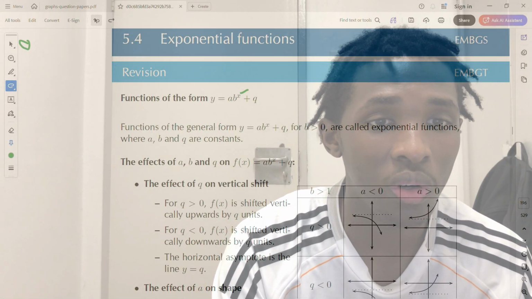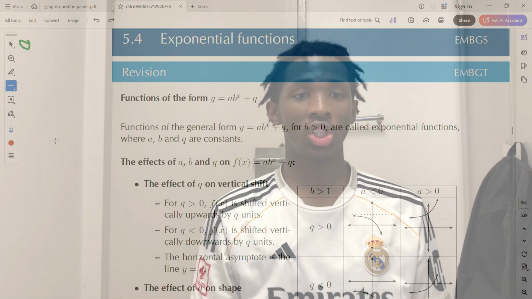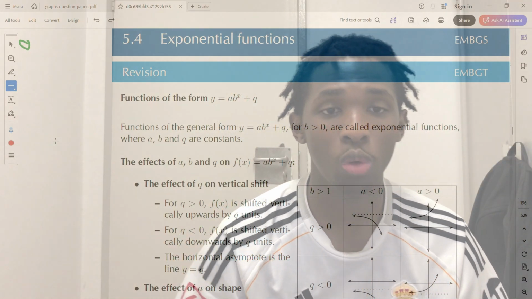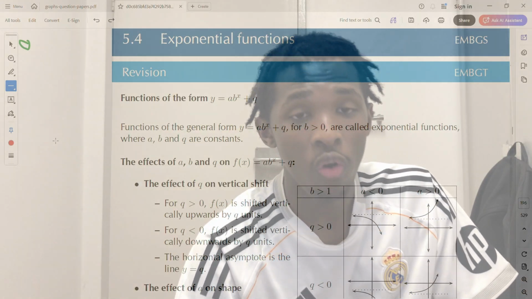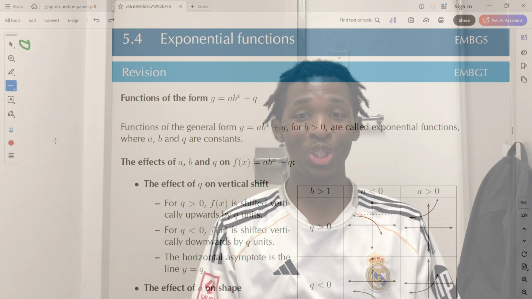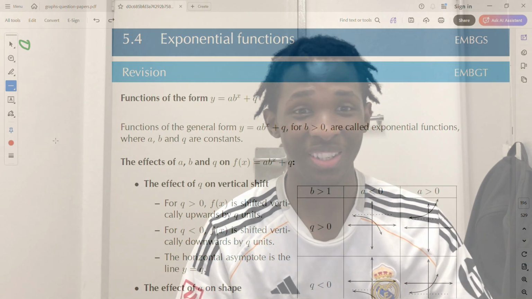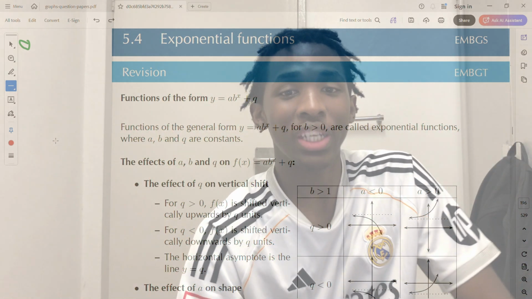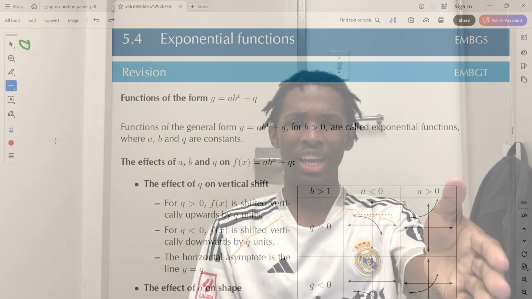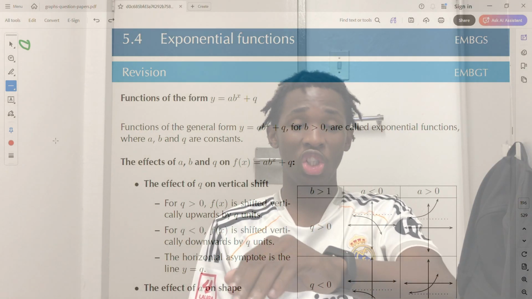Anyway, this then goes on to say that functions of the general form y is equal to a times b to the power of x plus q, for all the values of b that are greater than 0, are called exponential functions. Okay, now I did not know that. This is only called an exponential function if we use values of b that are just greater than 0.